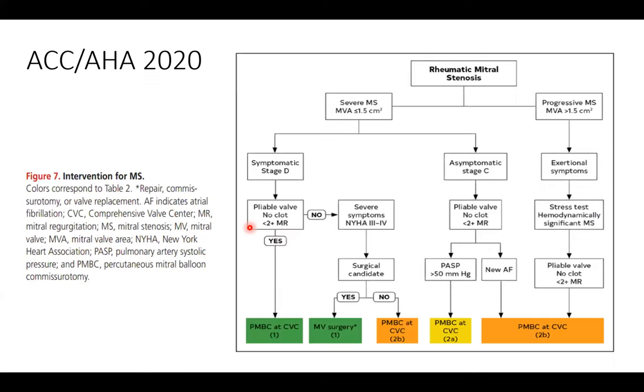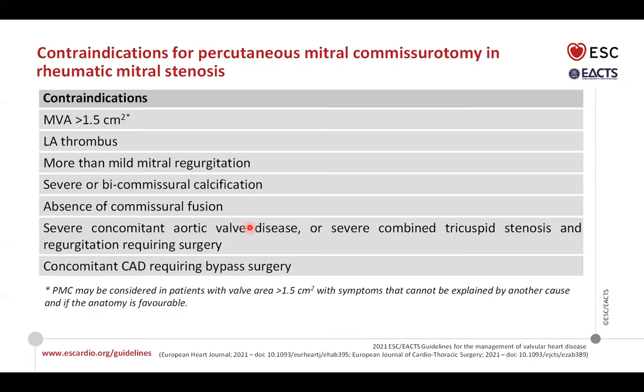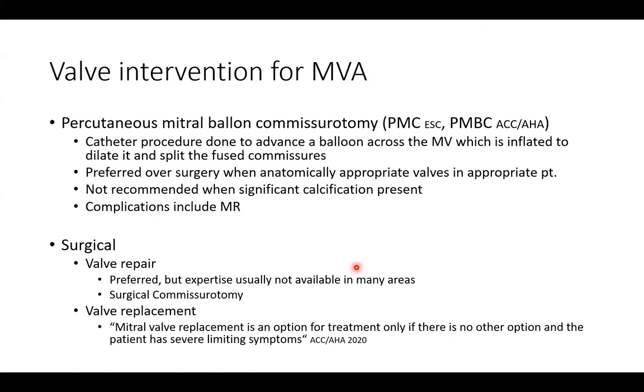The surgery, my slides got mixed up. The surgery can be valve repair or valve replacement. Valve repair is preferred, but the expertise is not available in many areas and many surgeons are not too keen on repair. But it's said to be the preferred one, and it's surgical commissurotomy that we do. The alternative is to replace the mitral valve.